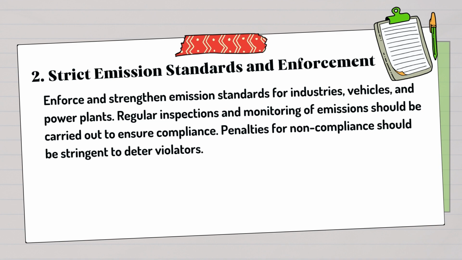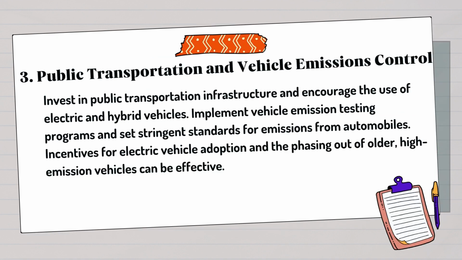Number 3, public transportation and vehicle emission control. Invest in public transportation infrastructure and encourage the use of electric and hybrid vehicles. Implement vehicle emission testing programs and set strict standards for emissions from automobiles. Incentives for electric vehicle adoption and phasing out of older high-emission vehicles can be effective.